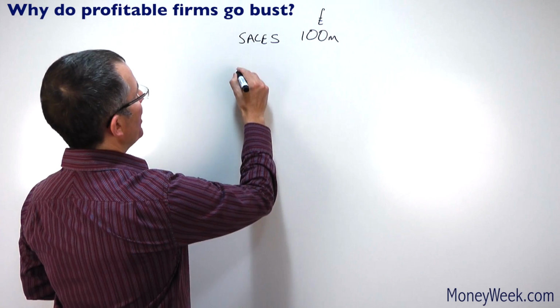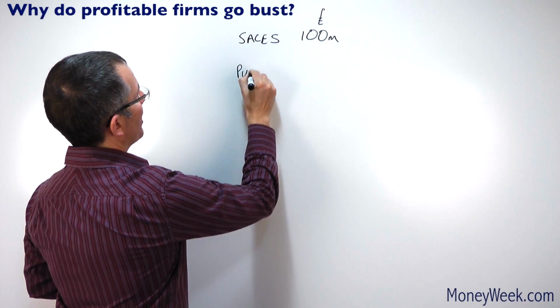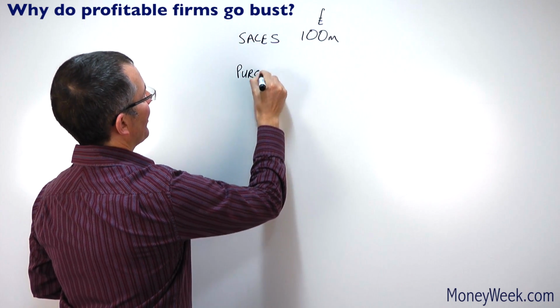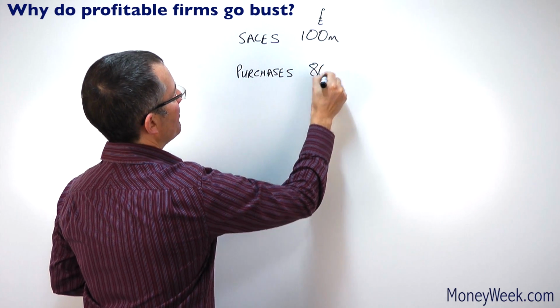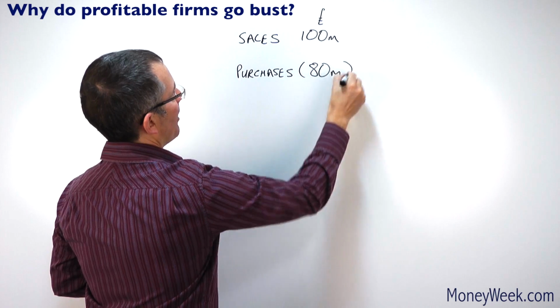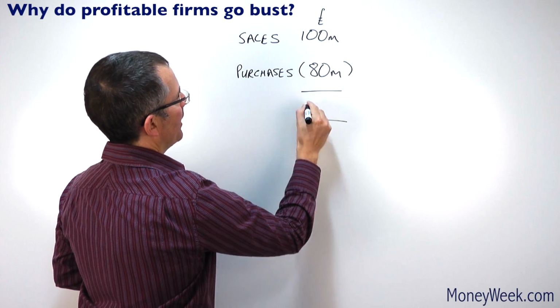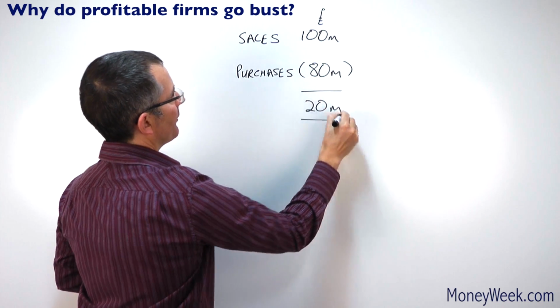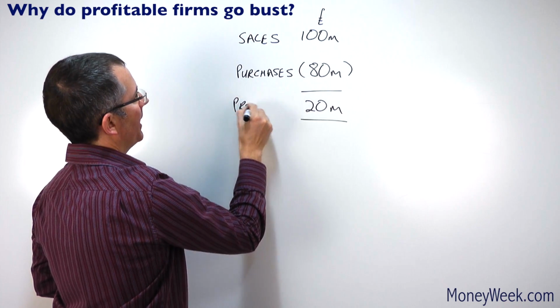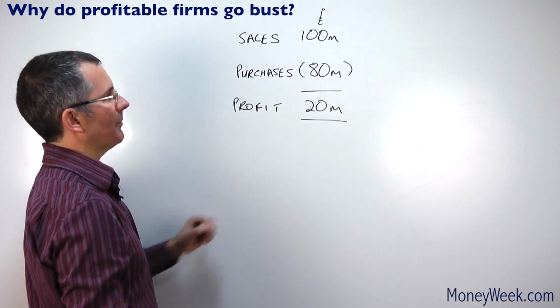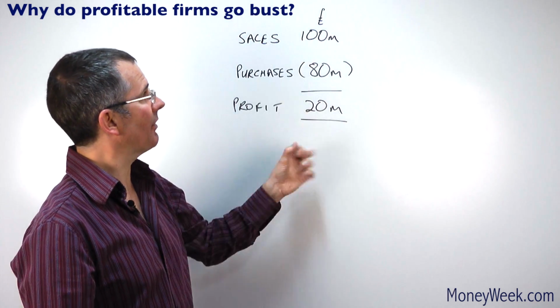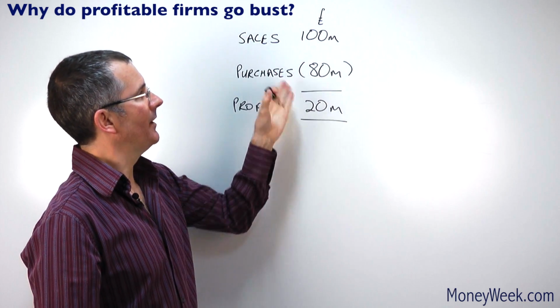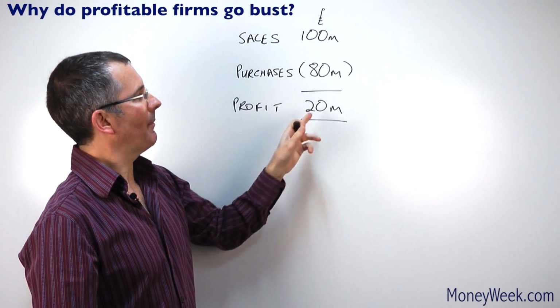Let's say we have purchases, because you can't sell something until you've bought something to sell, if you see what I mean. So let's have purchases of 80 million. Marvellous. This is a profitable firm over this period. Profits 20 million. An accountant would call that a gross profit because it's before overhead costs. All right, we're going to stop there. We're going to say, well, that's good enough. That's trading profitably. We're buying stuff and then selling it on, and we're making 20 million.